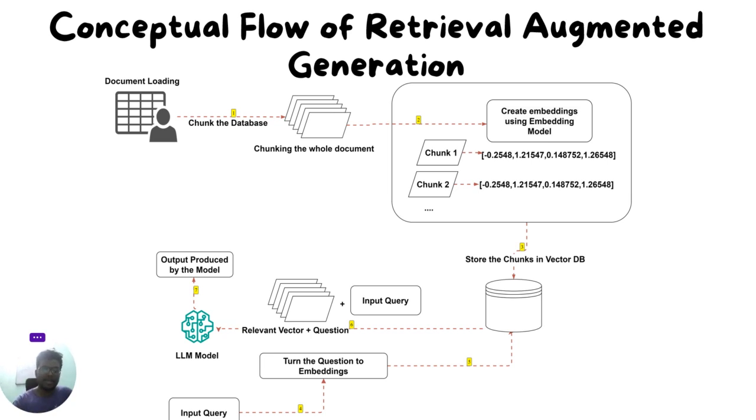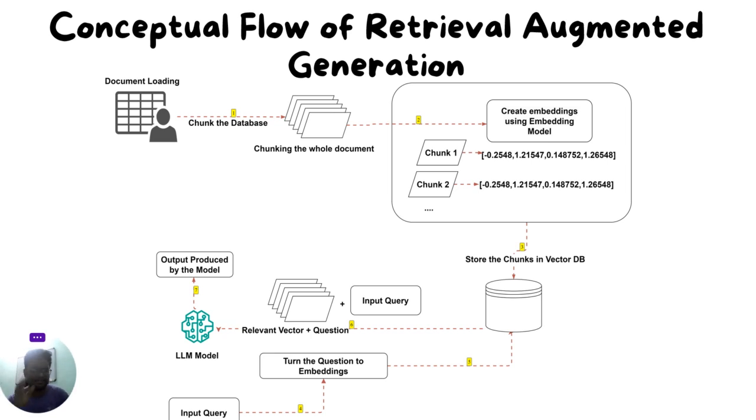The user will ask the input query, and the input query will be changed into embeddings, and those embeddings will be given to the VectorDB. Now what the process does is that the question, which is being converted into the embedding, will be compared with the chunk embeddings inside the VectorDB, where we're going to run a nearest neighbor algorithm. We're going to work with the approximate nearest neighbor algorithm.